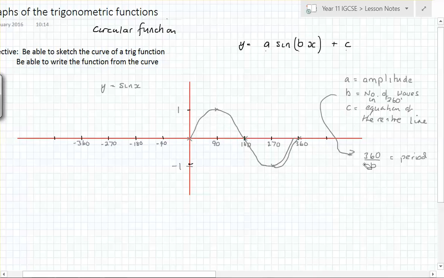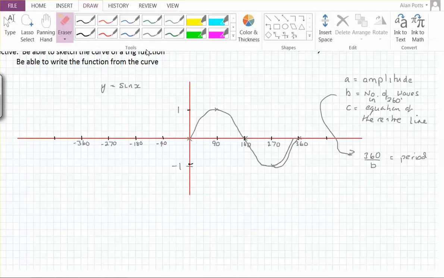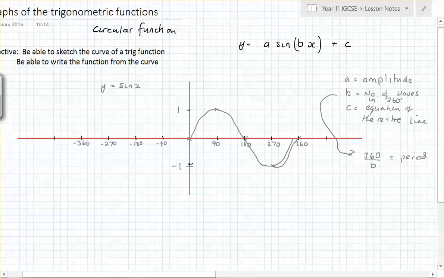Right. And the other side? Same thing again. Minus 180, minus 360. But this time we've got to go down to a minimum at minus 90, back up to a maximum at minus 270.